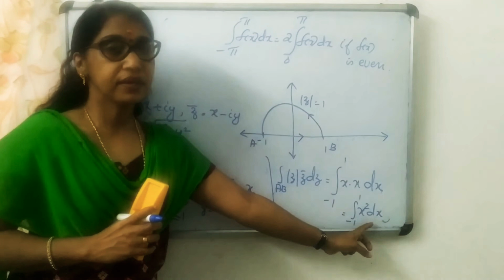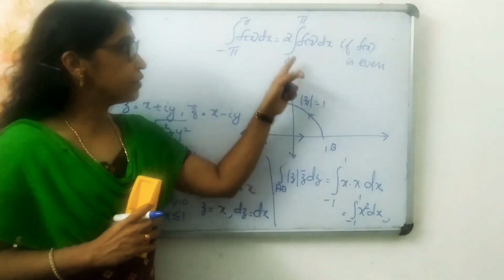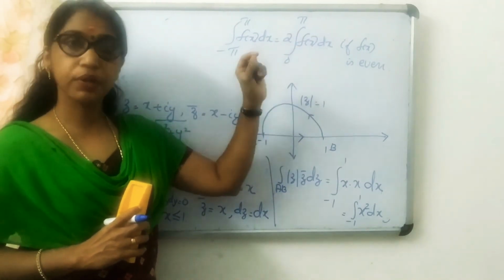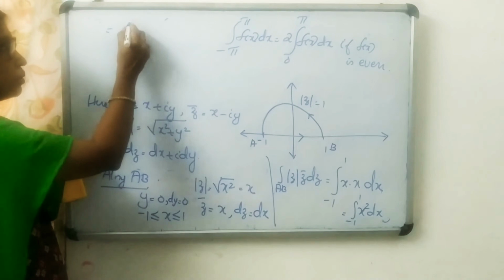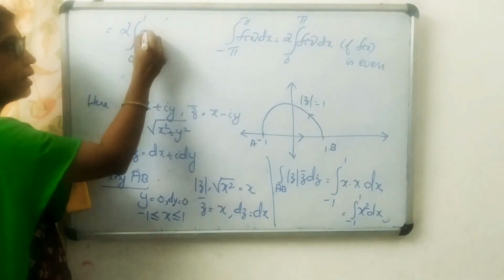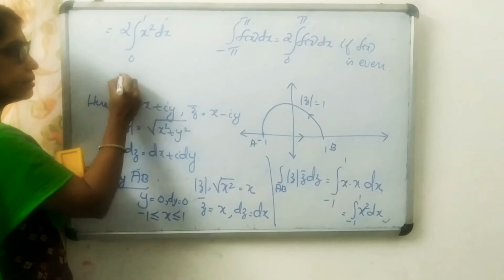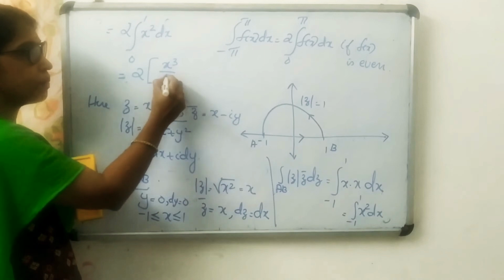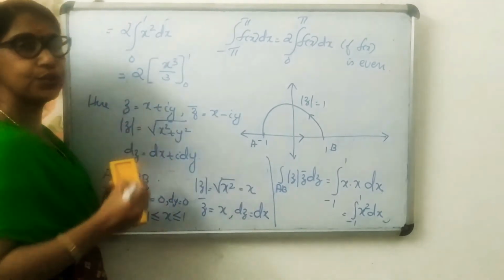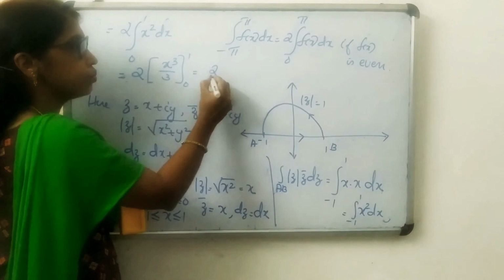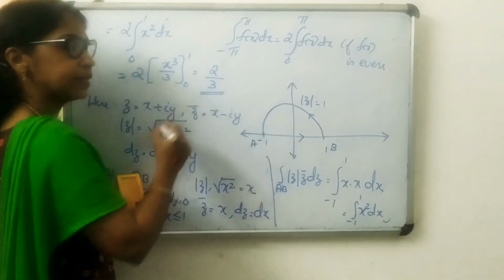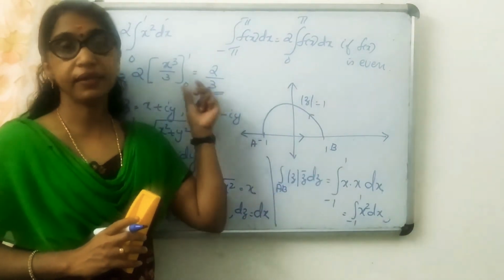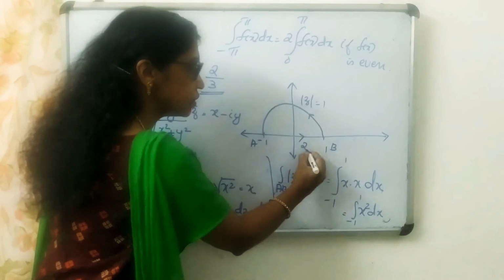Okay, so here this x squared is an even function, so we can write the integral from minus 1 to plus 1 as 2 times the integral from 0 to 1. Limits നമുക്ക് മാറ്റി എഴുതാം. So this is equal to 2 times the integral from 0 to 1 of x square dx. The integral of x square is x cube by 3 within the limits 0 to 1, and this becomes 2 by 3. So along the path AB we get the integral value as 2 by 3.